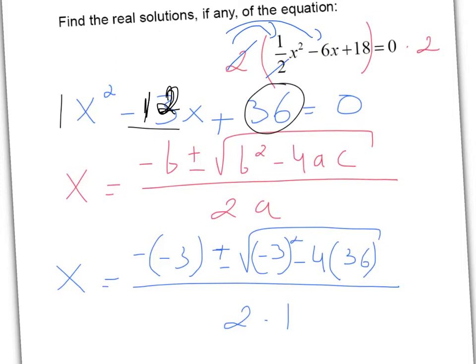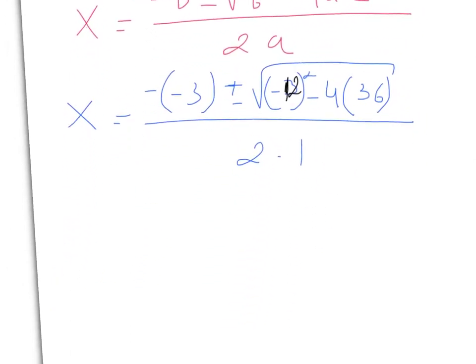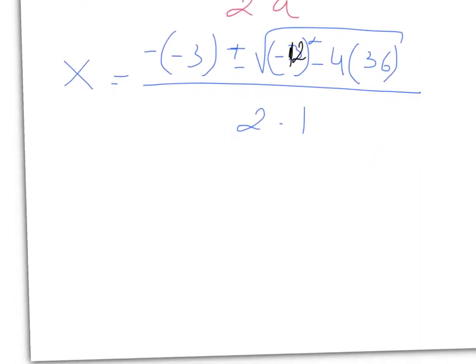For some reason I cannot erase this, but let me change the color so it can be clear here. So it's going to be negative 12, yes. Sometimes we have to watch out with these calculations, you know. One mistake can jeopardize the whole problem.